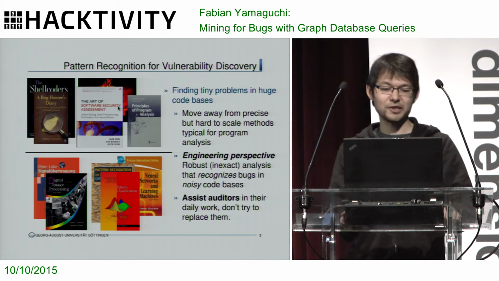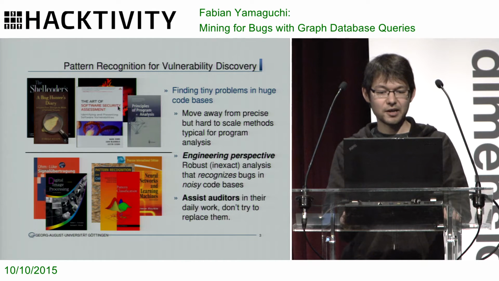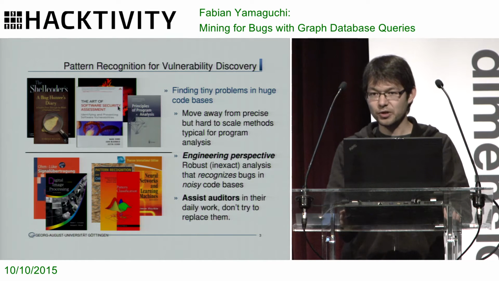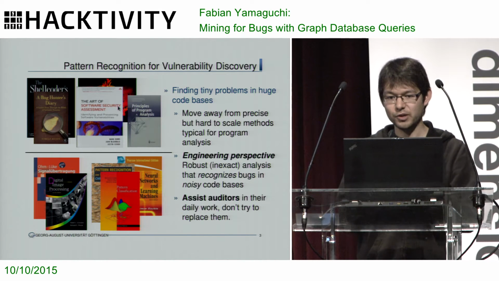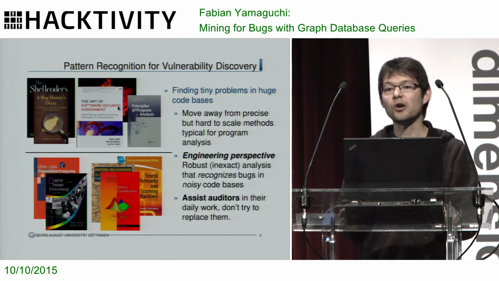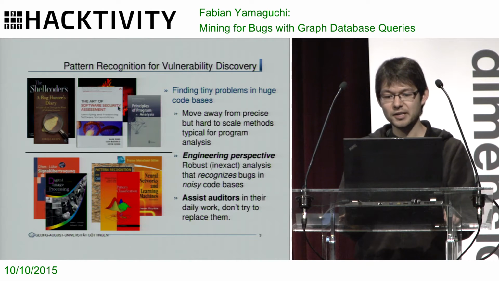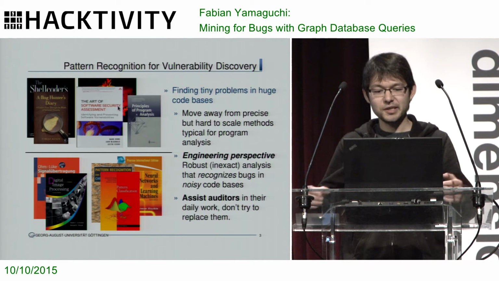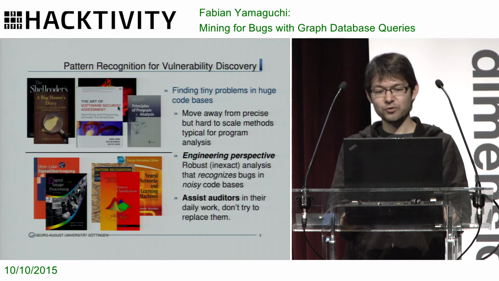Now, the idea of my work is to apply pattern recognition for vulnerability discovery. And in contrast to many approaches that you see, particularly in academic work, I don't try to focus on exact methods where you reason about confined regions of code in great detail, and you assume that you can exactly model all of the instructions of the language that you're looking at. Instead, I'm taking a pattern recognition perspective where I try to recognize as opposed to detect bugs.